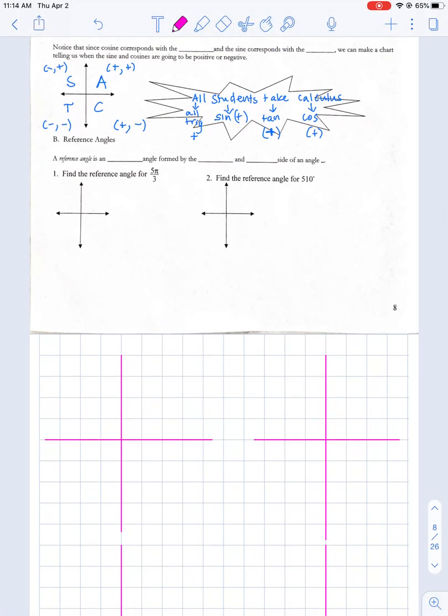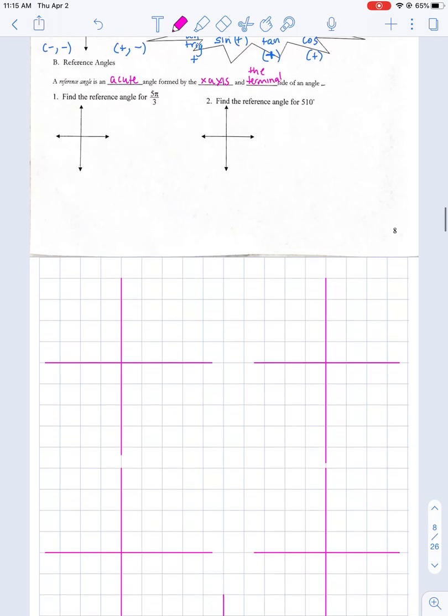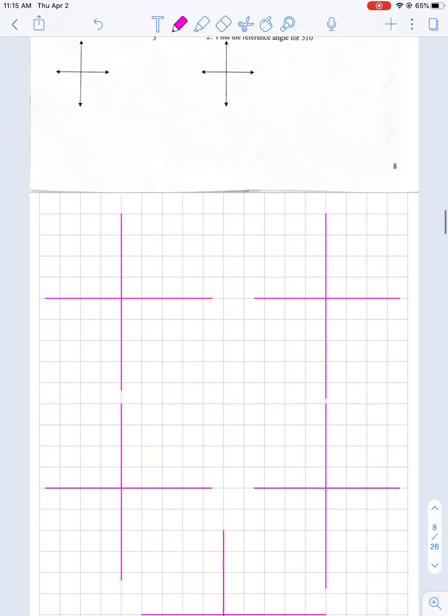Okay, we should be on page 8 of our Unit 13 packet where we'll be talking about reference angles today. A reference angle is an acute angle formed by the x-axis and the terminal side of the angle. So before I begin on the two examples below there, I'm going to generalize how to find a reference angle in each one of the quadrants.